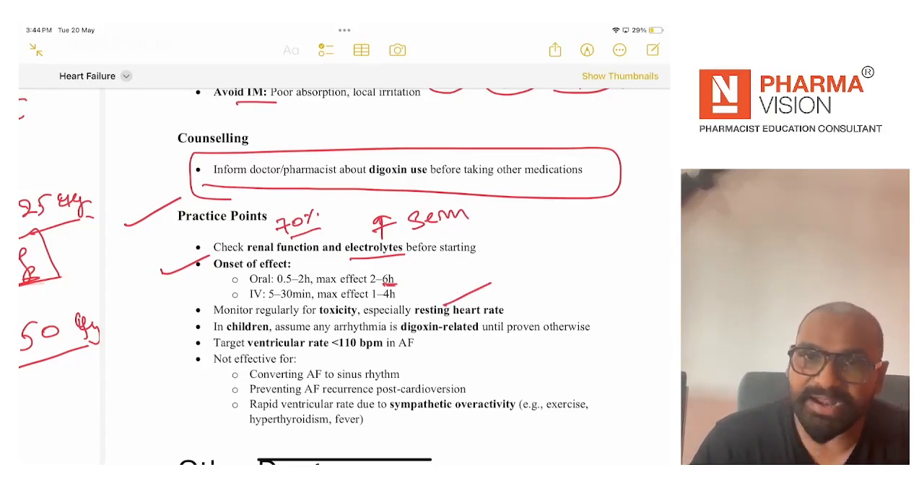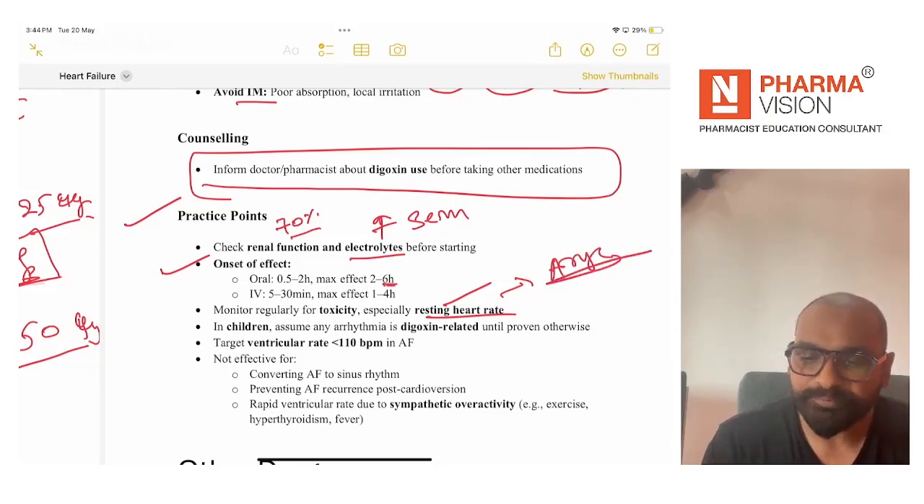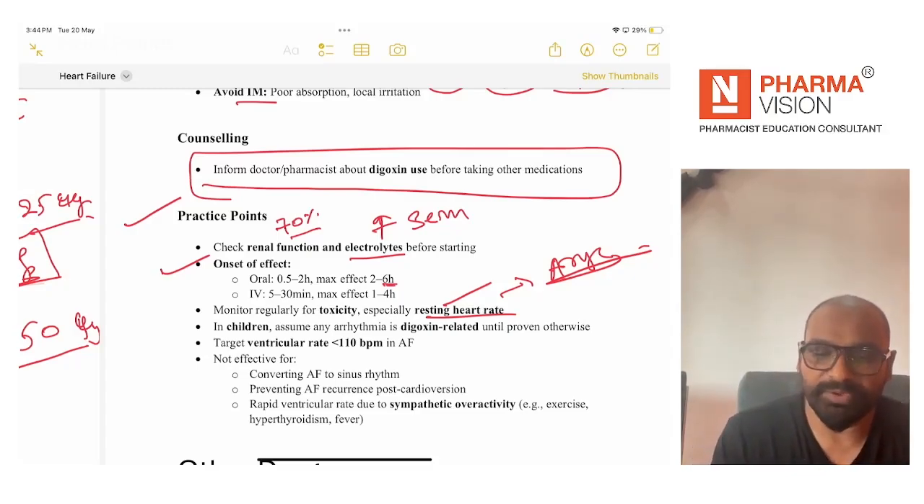Okay, and also the patients should be monitored for regular toxicity and resting heart rate. Why is resting heart rate very important to monitor during that time? Because the resting heart rate is a representation of arrhythmia. If ventricular arrhythmia occurs, in that situation we have to be very careful about that.